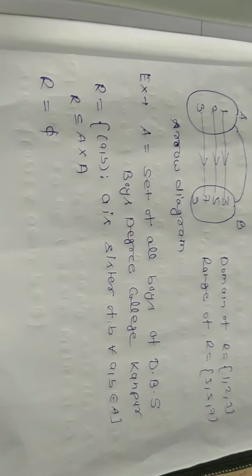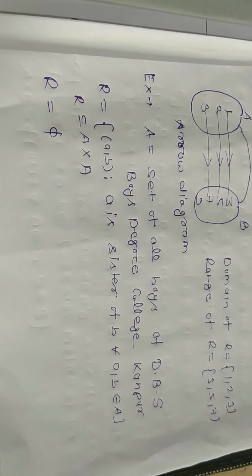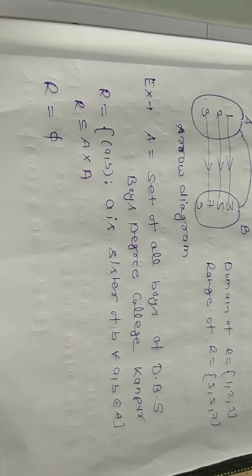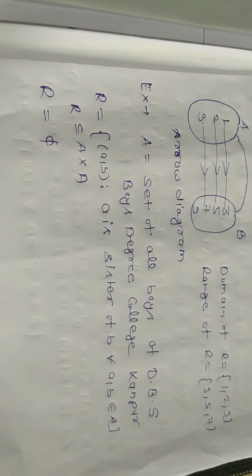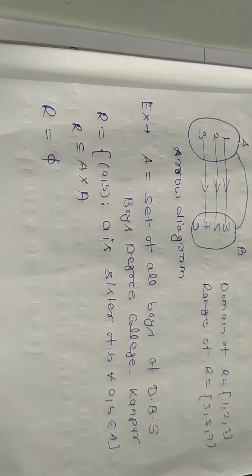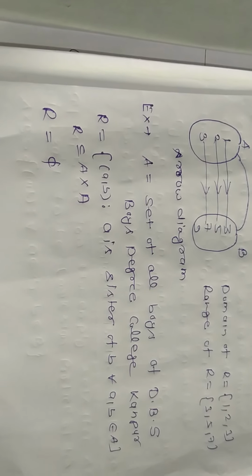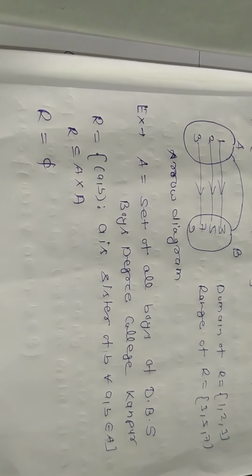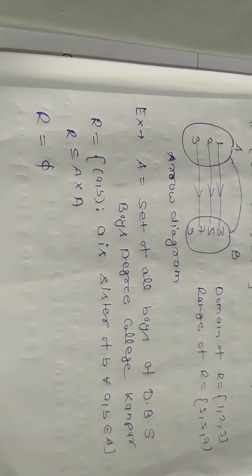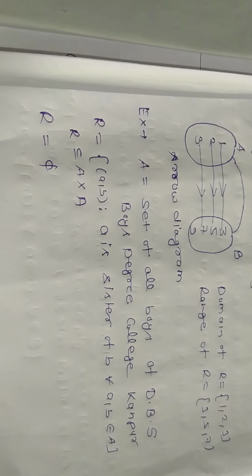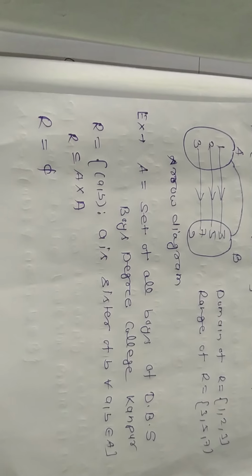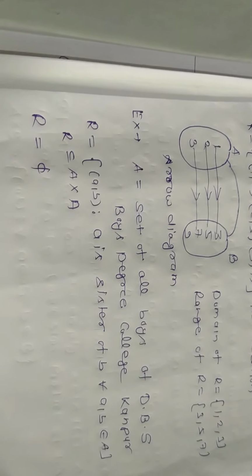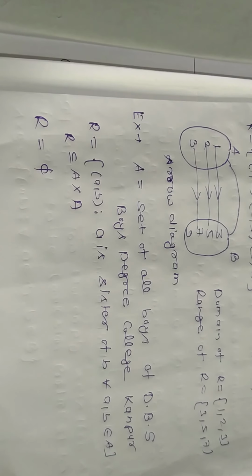Now one more example: the set of all boys of DBS Boys Degree College Kanpur. So R is equal to {(a, b): a is a sister of b}, for all (a, b) belonging to capital A. If R is a subset of A cross A, then R is equal to phi, because set A is the set of all boys, because DBS Boys Degree College is a college of only boys, so it is not possible that a and b are sisters while both belong to that set. So this R is equal to phi. This type of set is known as the empty set.